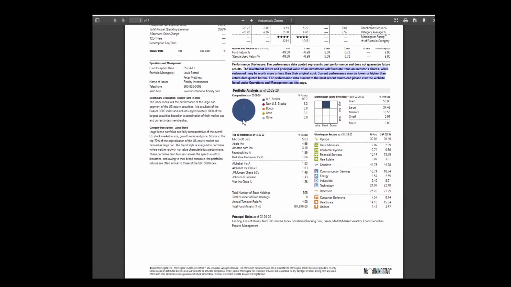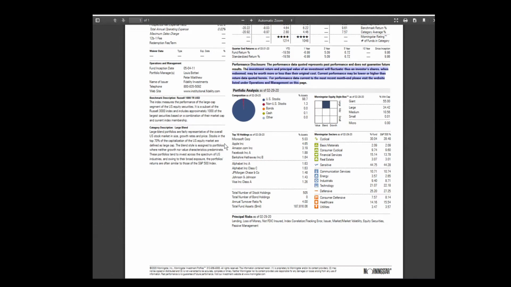Last couple things here, portfolio analysis. So this is the composition of what all they hold. 98% of all the money they have is invested in US stocks. They have a little bit that's in non-US stocks, and then a tad bit in cash, which is to be expected because they hold on to cash, and then once they have enough, they make a big purchase.